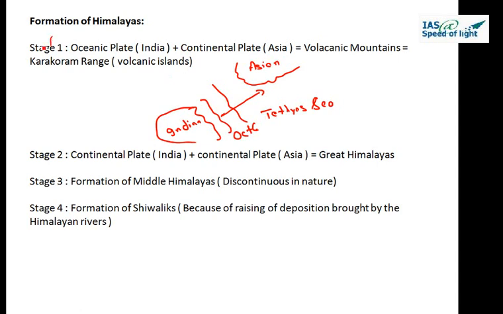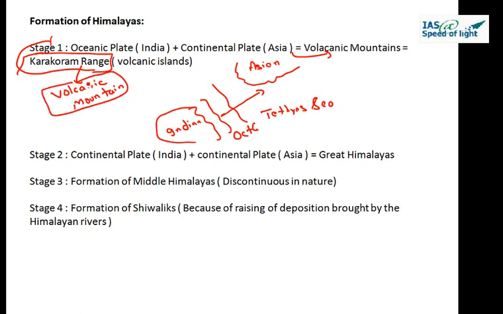So the first stage of the formation of the Himalayas was the formation of the Karakoram range, which was formed because of the convergence of the oceanic plate of India with the continental plate of Asia, which led to the formation of volcanic mountains. So please remember, the Karakoram range is a volcanic mountain. Then in the second step, the oceanic plate having already subducted under the continental plate, the continental plate of India collided with the continental plate of Asia, leading to the formation of the Great Himalayas.